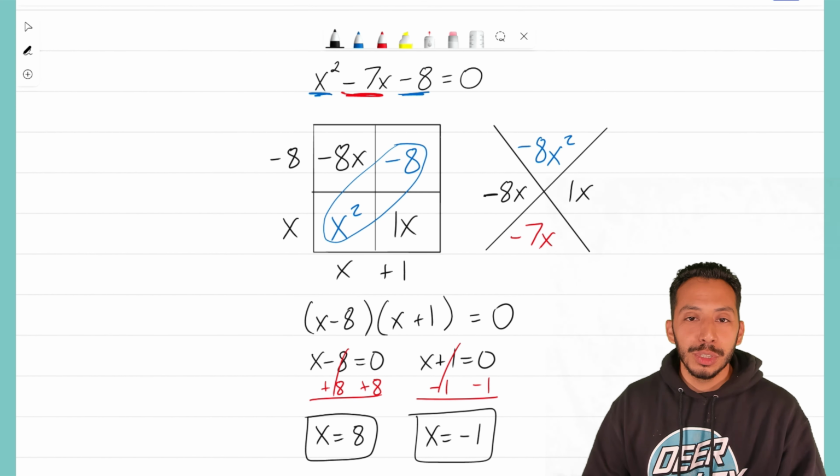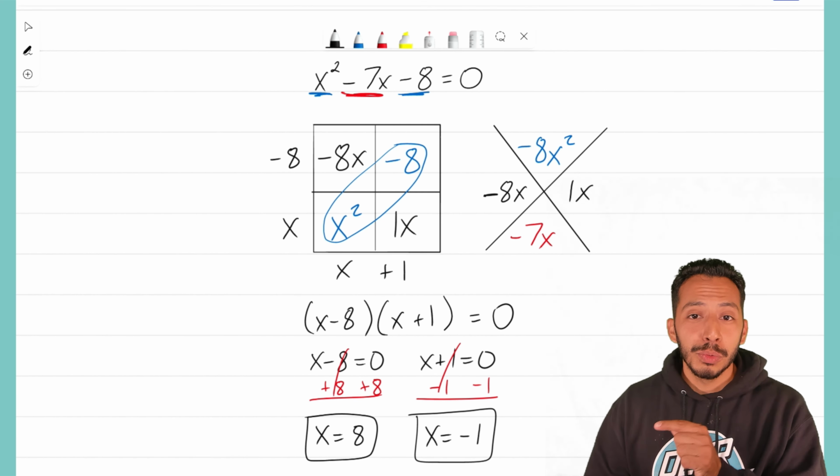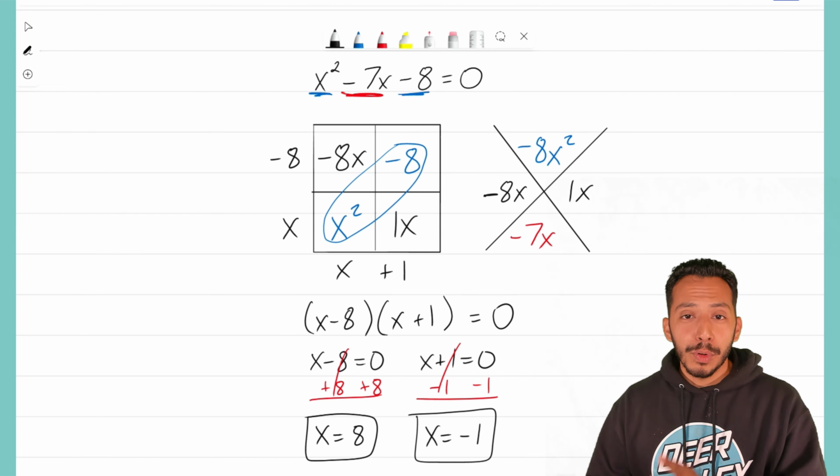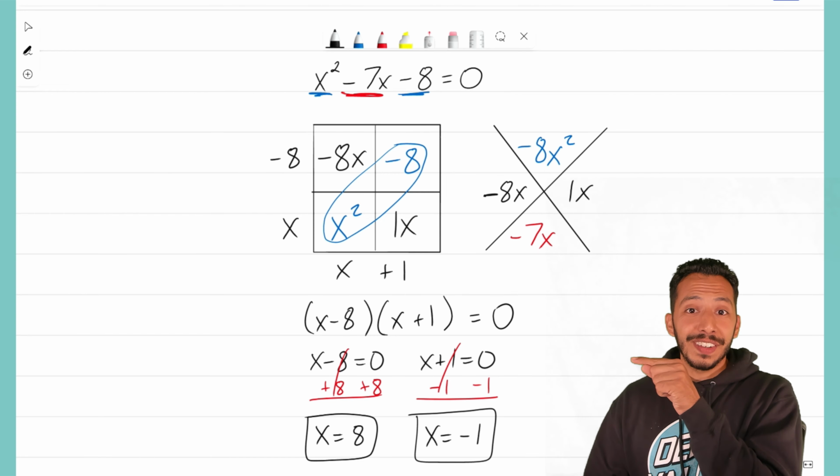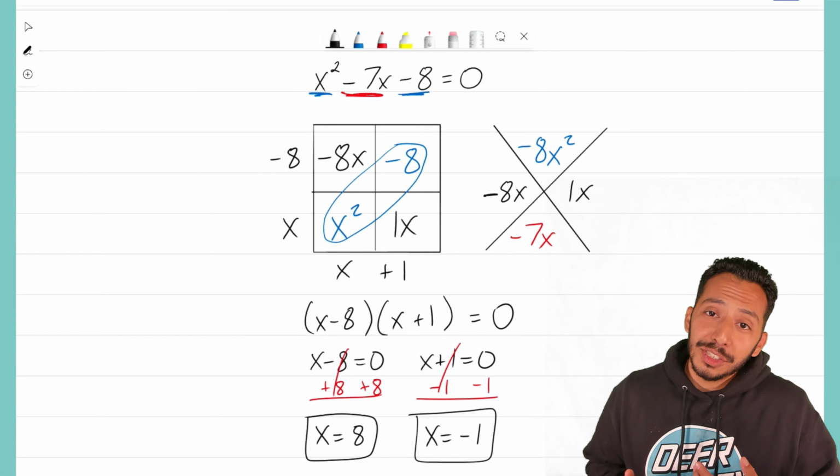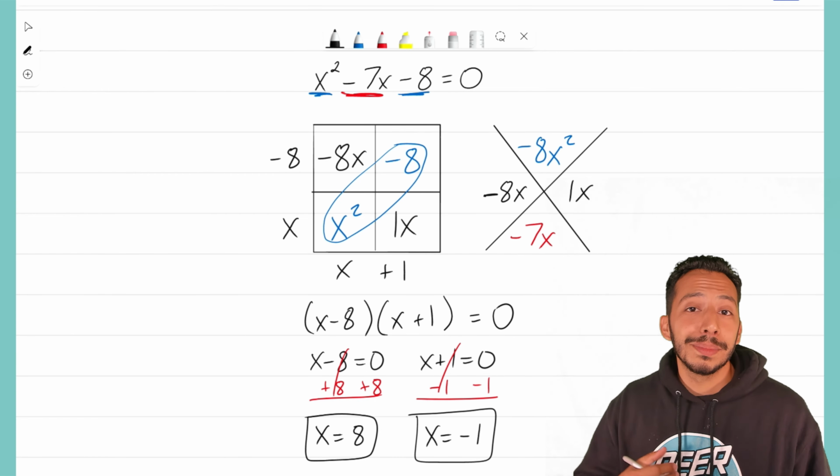But that's how we use zero product property to find those x-intercepts. But remember, you can only do that if it's in factored form. If it's not in factored form, well, that's where box and diamond comes in to help you out.